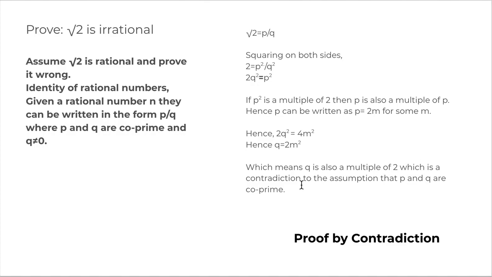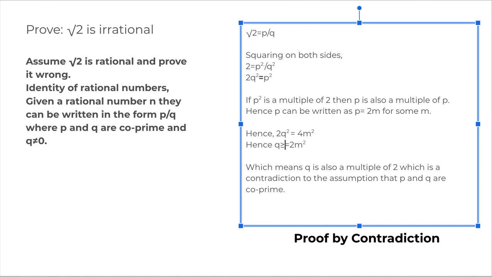And which is a contradiction. So if Q square is a multiple of 2, then Q is also a multiple of 2. Now, if Q is a multiple of 2 and P is also a multiple of 2, that is a contradiction to the assumption we made that P and Q are coprime.